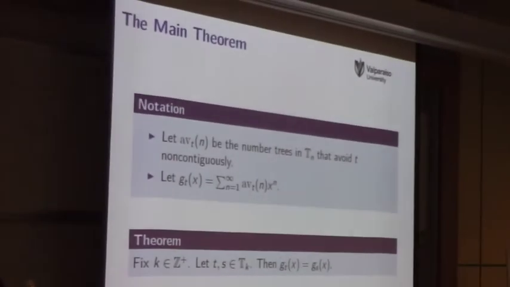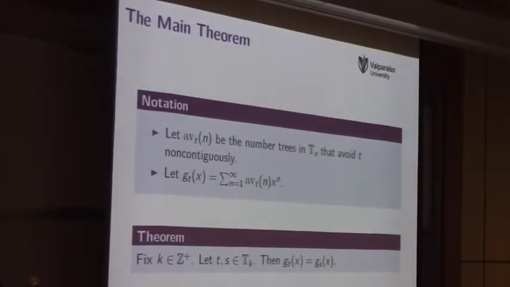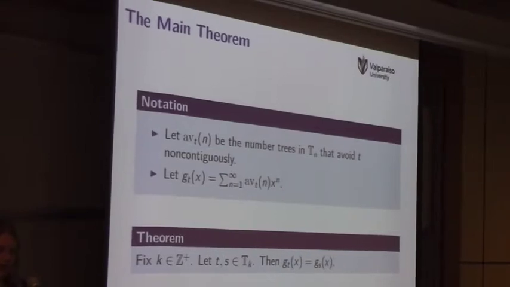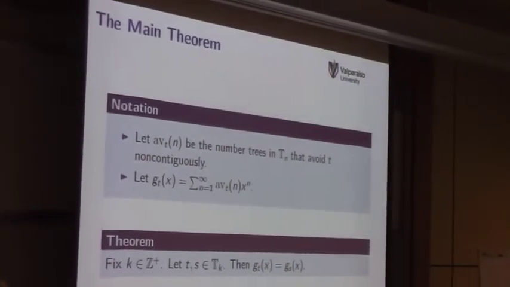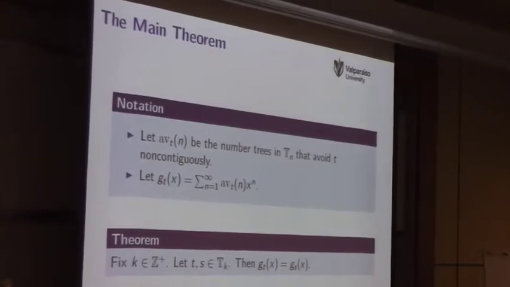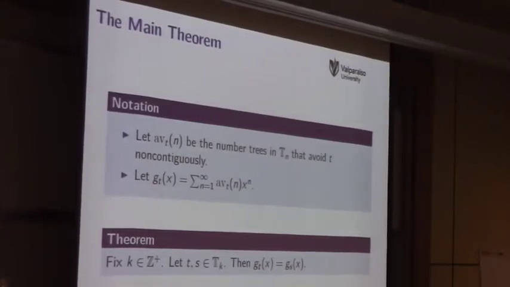So if a sub t of n is the number of n-leaf trees avoiding t, and g sub t of x is the corresponding generating function, it turns out you pick your favorite positive integer, and you pick 2 trees with that number of leaves, and you're going to get the same generating function for both of them. And I'm going to show you why that is before I get to sequences, because I think it builds up a little bit of machinery to make the sequences make more sense.